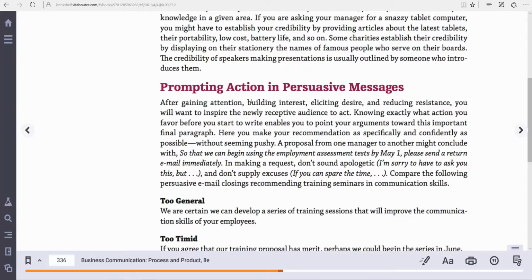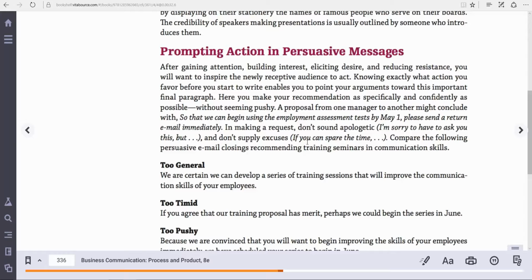Now you want them to do some kind of action. After you get their attention, you build interest, you elicit desire, and reduce the resistance, you want to inspire the newly receptive audience to act. You want them to do something, because you've built them up. Now it's time.